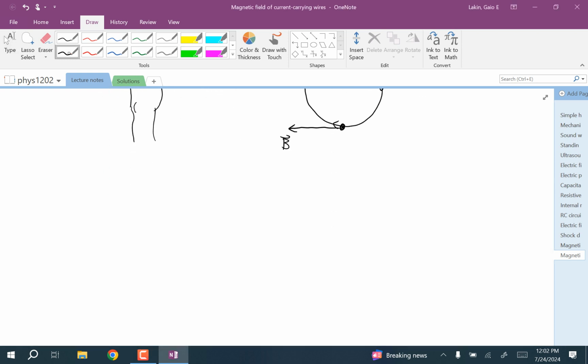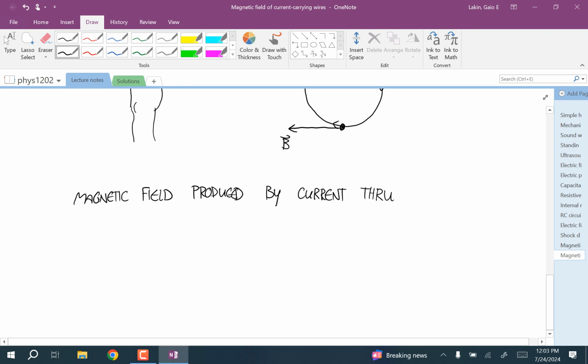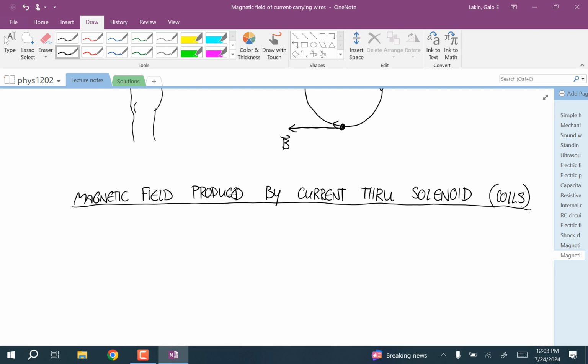The next case, the last case that we're going to deal with, is the magnetic field produced by current flowing through what's called a solenoid. And a solenoid is a bunch of coils of wire that share the same center. You just wrap this wire around and around. This is the way you make an electromagnet. To make a stronger electromagnet, you wrap these coils around a magnetic core.